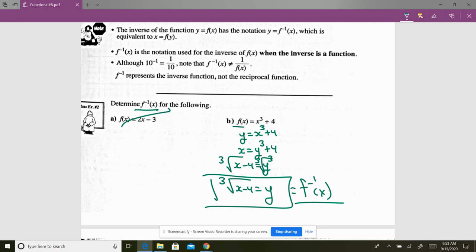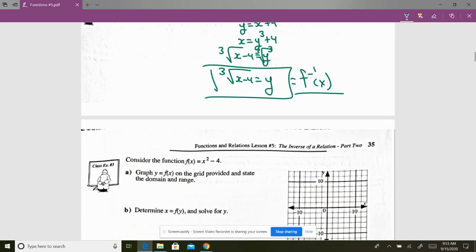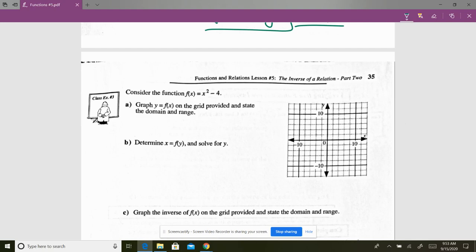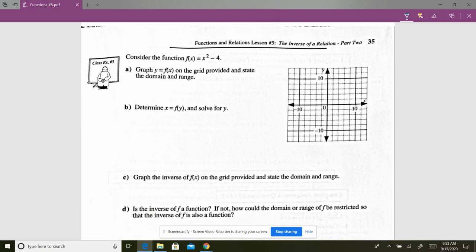All right. Next page, please. This will be good practice for your quiz, this part. Okay, we have the function x squared minus 4. Let's graph that. What does that graph look like? I'm going to ask you to do this on your quiz tomorrow, so this will be good practice. What does the graph of x squared minus 4 look like? Which shape is it? The parabola.